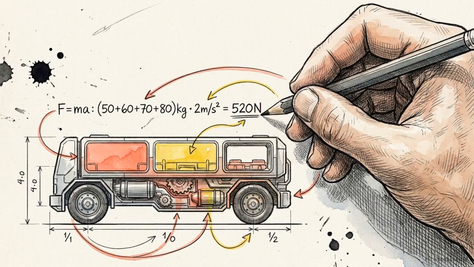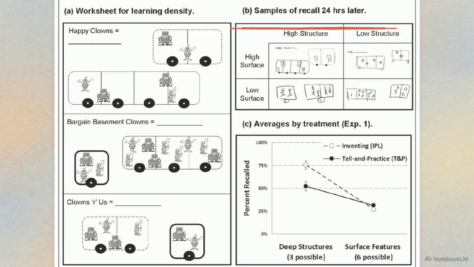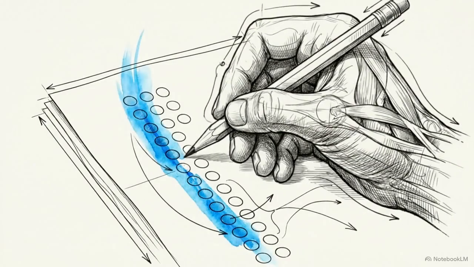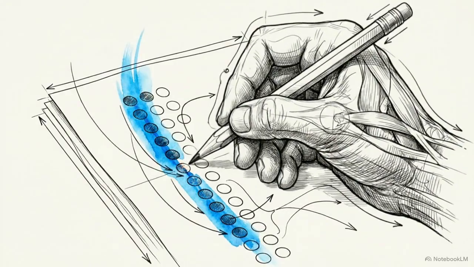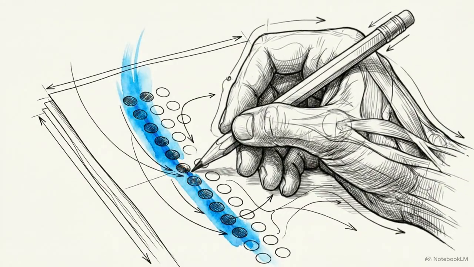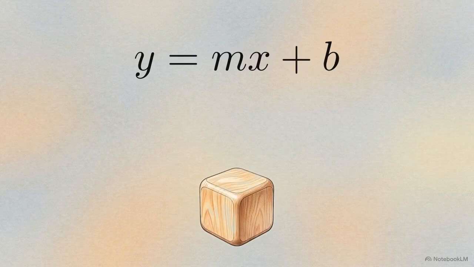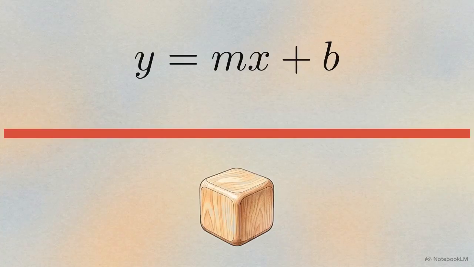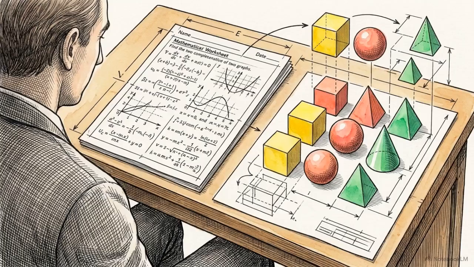In the tell and practice group, students were given the density formula, mass over volume, before they started. They used it to quickly calculate the answers for each bus. A day later, students were asked to redraw the worksheet from memory. The group given the formula remembered the surface details, but they failed to recreate the deep structural ratios. Because these students had the formula up front, they could mechanically solve the problems without ever actually looking for the structural patterns in the buses. Providing the symbolic method before the exploration prevents the brain from encoding the structure of the physical situation. Students learn to apply a rule, but they never learn to see the pattern that makes the rule necessary.